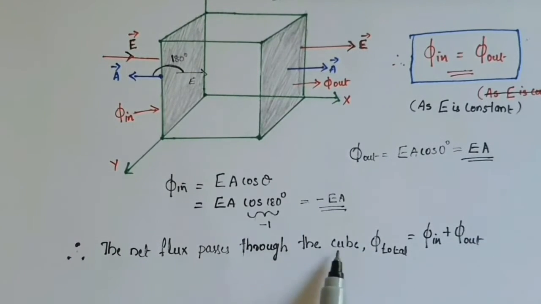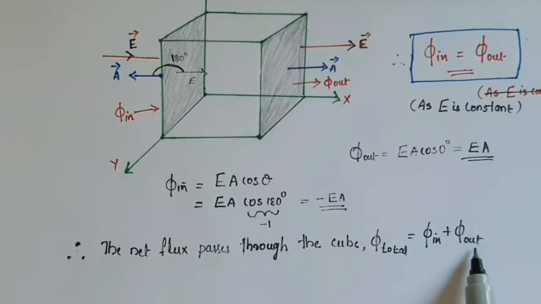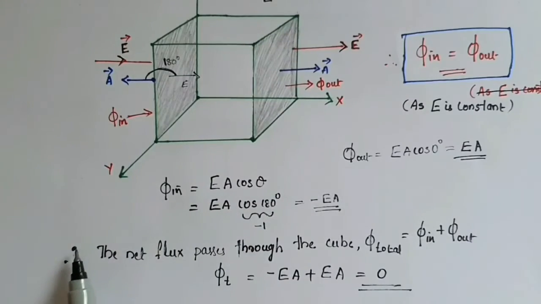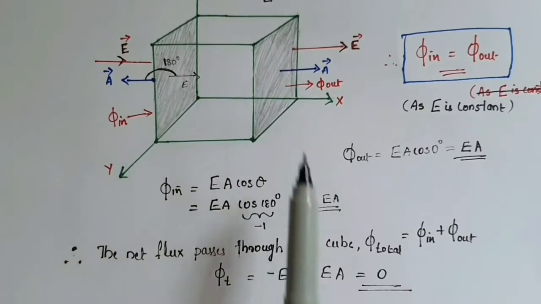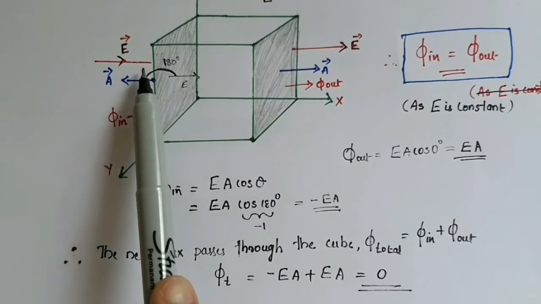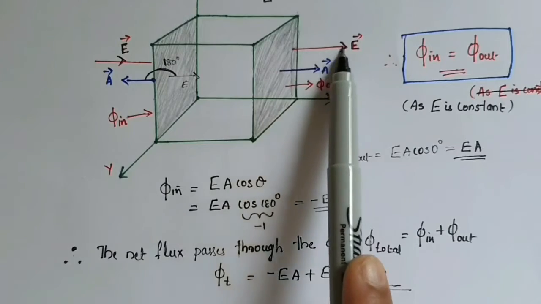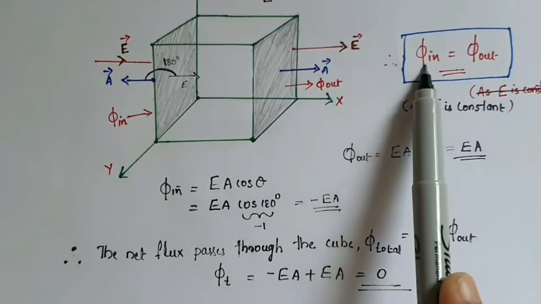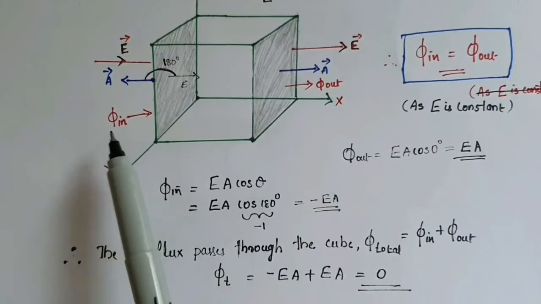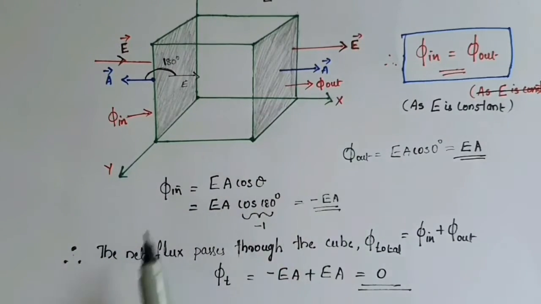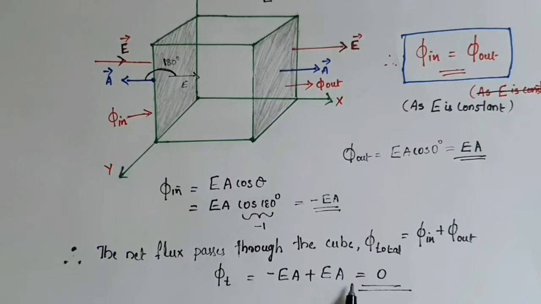Therefore, the net flux that passes through the cube is equal to phi in plus phi out. This is equal to minus EA plus EA. This is equal to 0. Therefore, the net flux through the cube is equal to 0. Or we can say the number of field lines entering the cube is equal to the number of field lines passing out of the cube. Phi in is equal to phi out. That is, whatever flux enters the cube will leave out of the cube. As a result, the net flux through the cube is equal to 0.